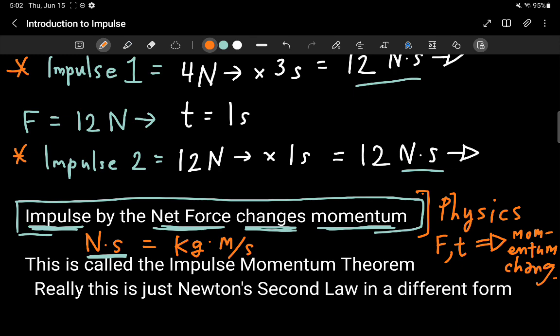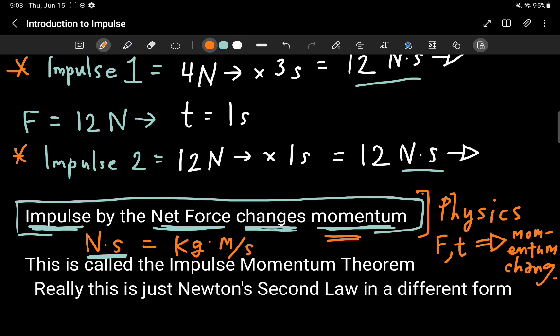So how do you change an object's momentum? Well, you need to change that object's velocity somehow, right? You need to change that object's motion. And the way that you change motion is you use a net force. And if you use the net force for a longer amount of time, that will result in a larger change in momentum. And if you use the net force for a very, very short amount of time, then that will amount to not very much change in momentum. I hope that makes some sense.